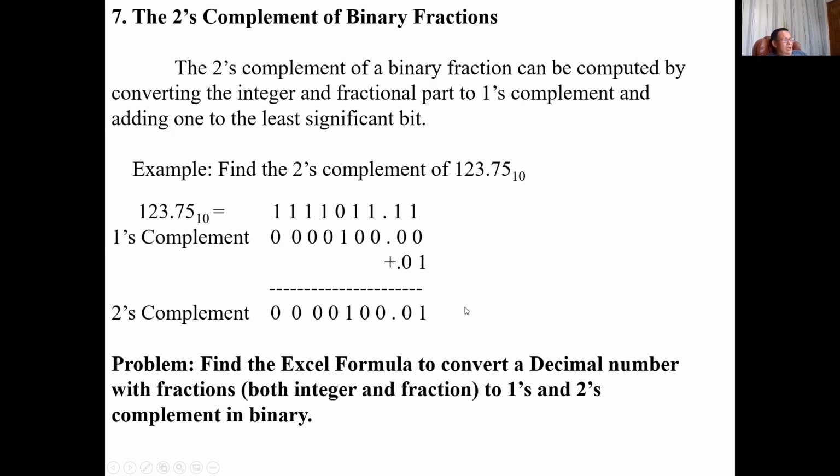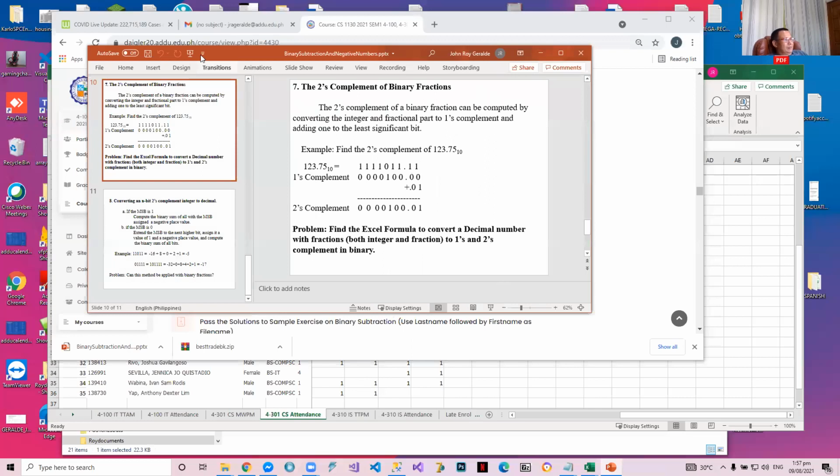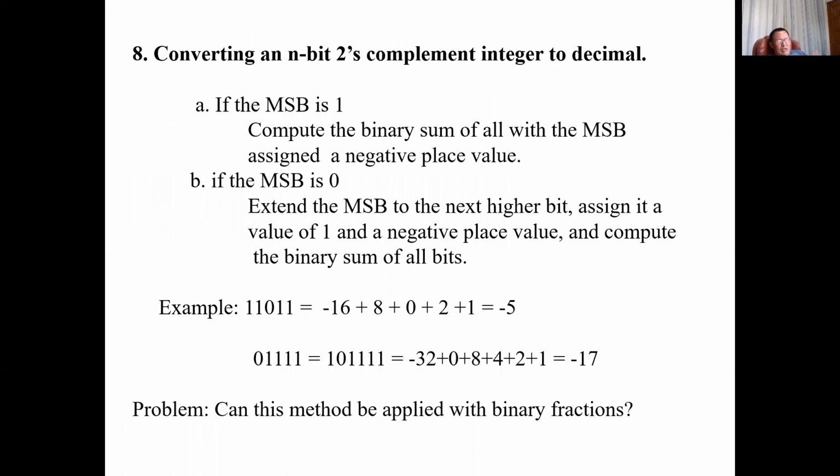There's a problem, no? Which is in Daigler. Find the Excel formula to convert the decimal number with fractions. Okay? The 1's and 2's complement in binary. That's your assignment anyway, no? It's there, no? Find the formula. Because you can create a formula that will compute the 2's complement.